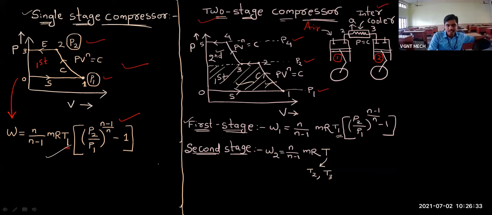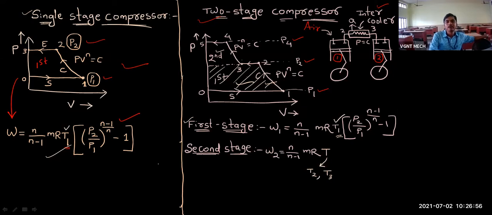Okay. So for this compression process, which one is the inlet temperature? Inlet temperature is T1. That's why I have written T1 here. Similarly here also, in single stage compression, this is the compression process. The entrance point of the compression process is 1, or T1. So that's why I have written T1.